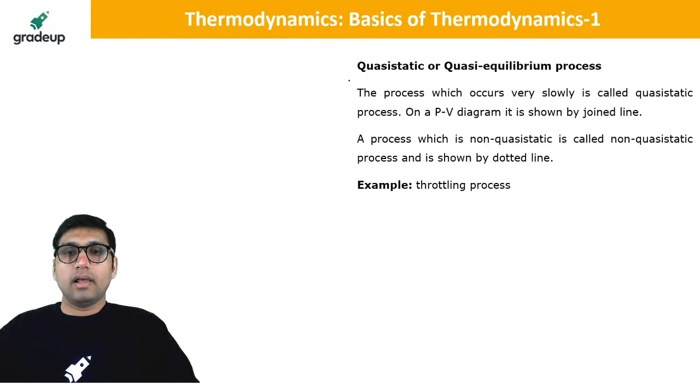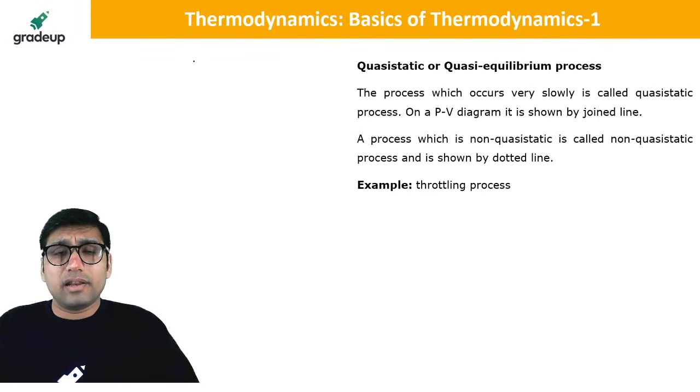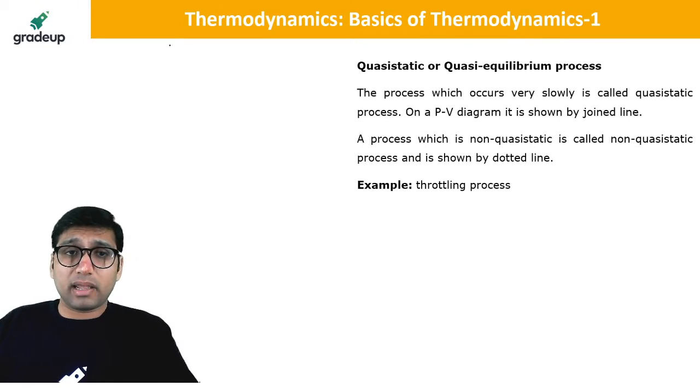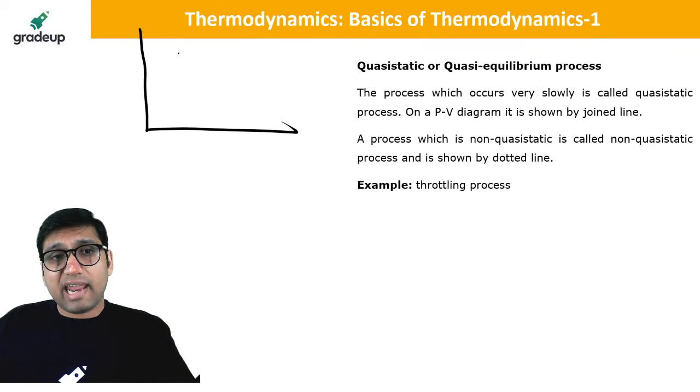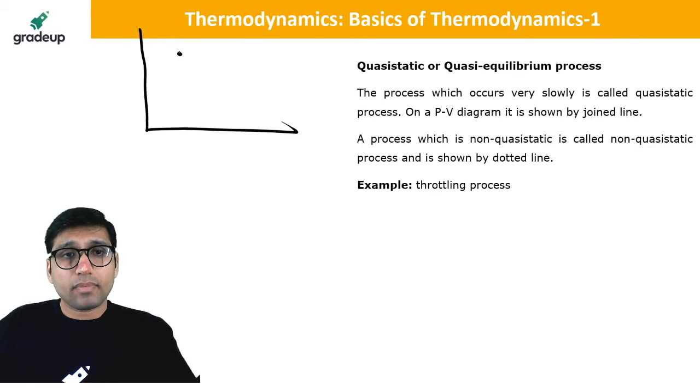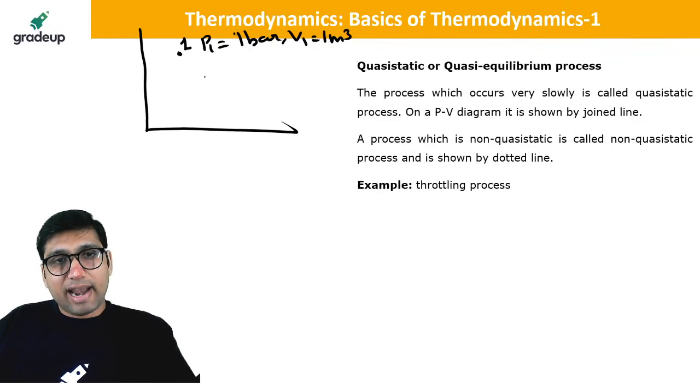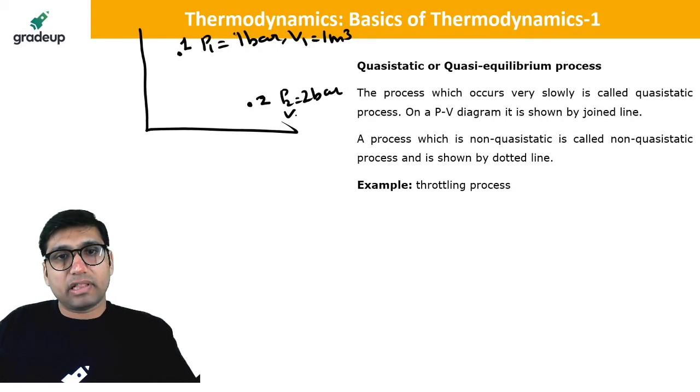Okay, now let's come to another thing. Now we have understood about system and properties. Now you should understand what is the state of a system. For example, let us say this is one condition of a system. At this condition of system, we have a pressure of, let us say, 1 bar and we have a volume of, let's say, 1 meter cube. Now at this point, point 2, we have a pressure of 2 bar and we have a volume of 3 meter cube.